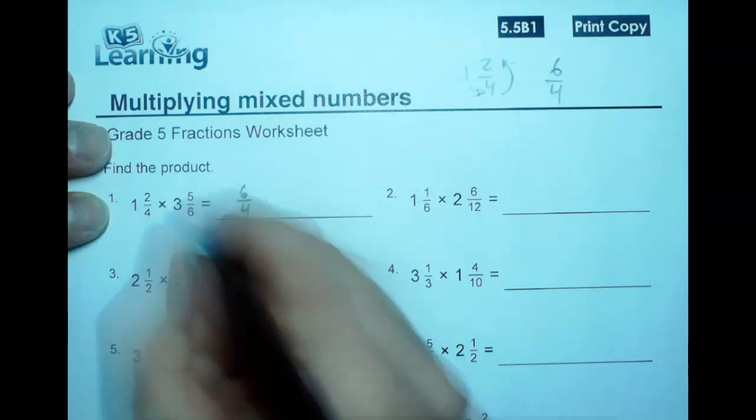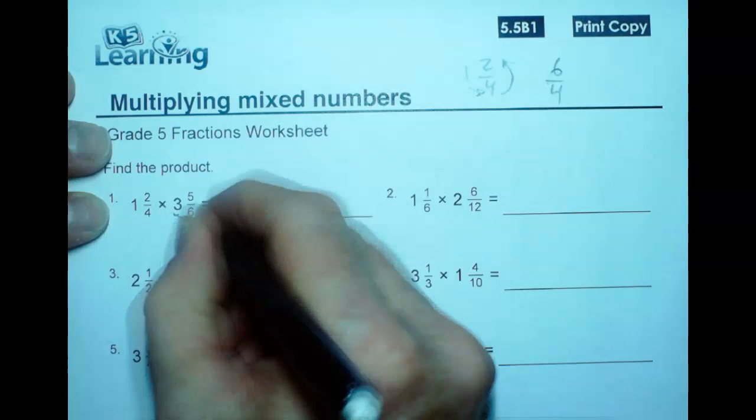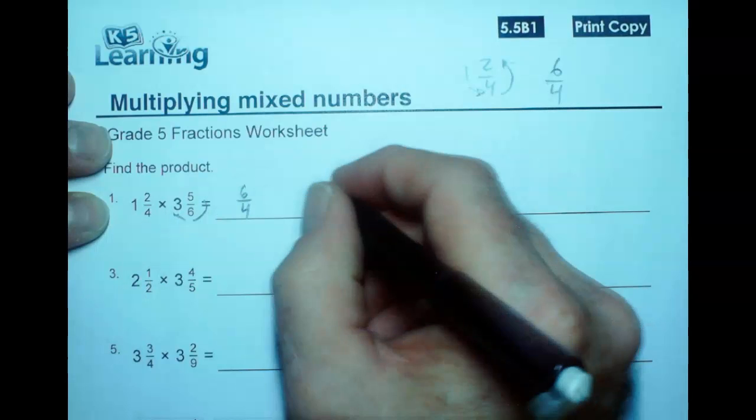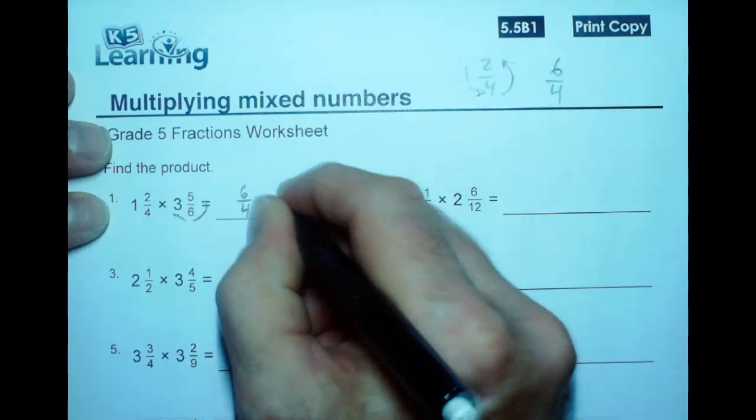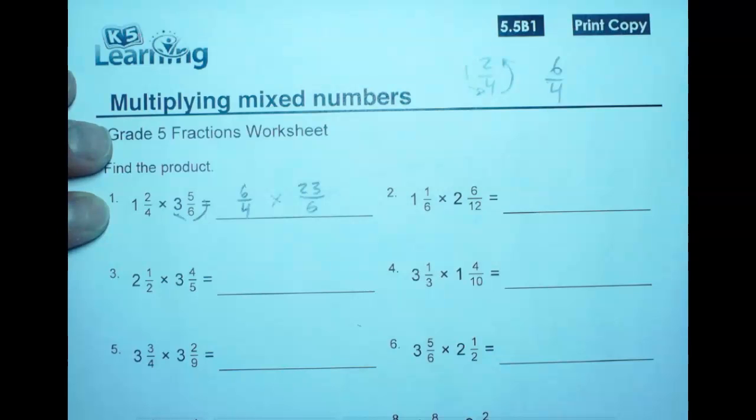You could reduce now if you wanted to. Alright, let's do this next one. 3 times 6 is 18. 18 plus 5 is 23/6. And now we've made these into improper fractions. We can just multiply them.